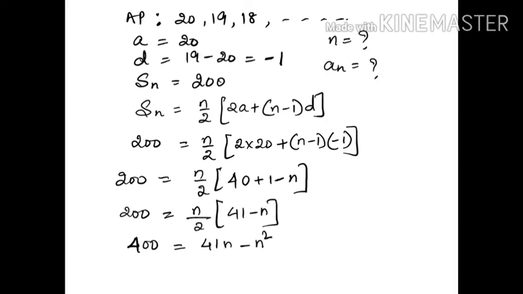So this is a quadratic equation. We will write it in the standard form. Bringing all the terms of the right side to the left side, we get n square minus 41n plus 400 equal to 0. Solving this equation using the method of splitting the middle term.